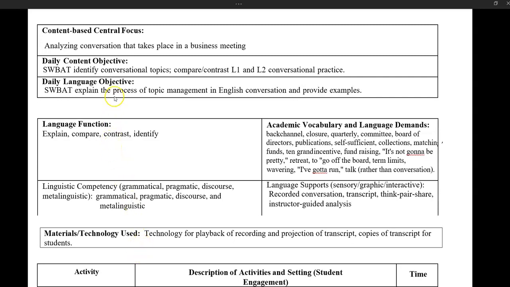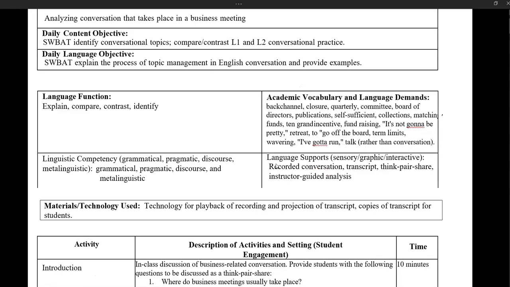All right, so we start with our lesson objectives here. We are expecting that students will be able to identify conversational topics and explain the process of topic management and provide examples from the transcript. You can see that we have a good amount of vocabulary that we need to pre-teach in this lesson, including some idiomatic expressions. We need some technology to play back the recording and to project the transcript up onto a screen or the board. And we will have copies of the transcript for students, and of course some worksheets and things like that.